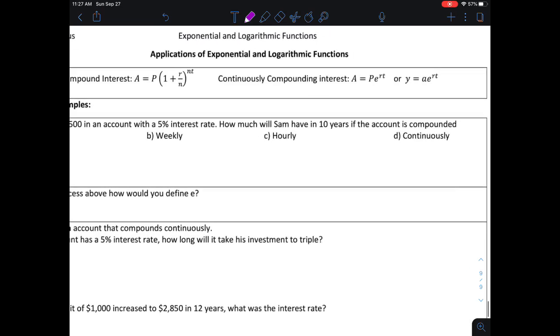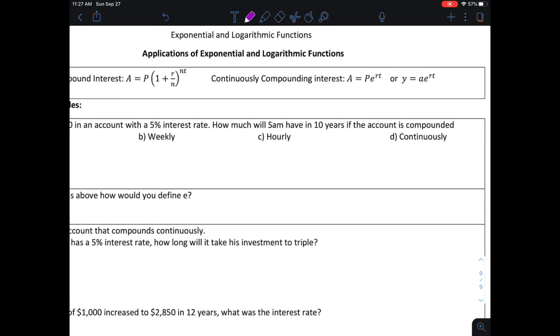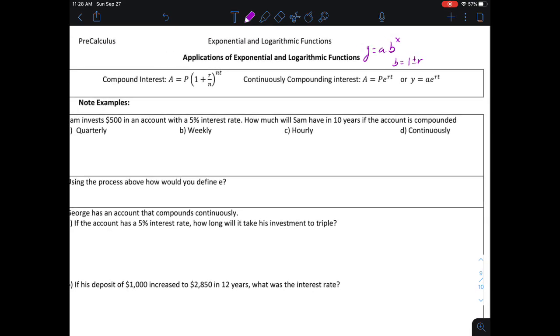Now, there's also another one that we could encounter, which would be Y equals A times B to the X, our standard exponential function, where depending on what we're given, if we're given a rate of growth, B would be equal to 1 plus or minus R, depending if it's growing or decaying. We might see one of those in this video as well.